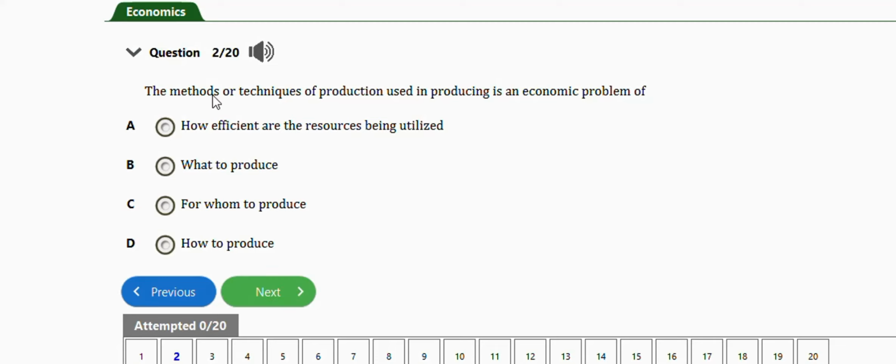It says the methods or techniques of production used in producing is an economic problem of: how efficient are the resources being utilized, what to produce, for whom to produce, how to produce. So the method or techniques of production used in producing is an economic problem of, right answer is how to produce. Alright, option D.